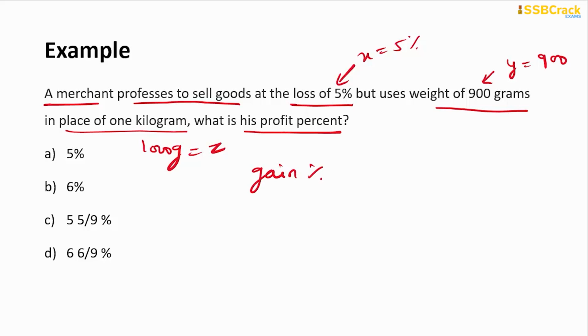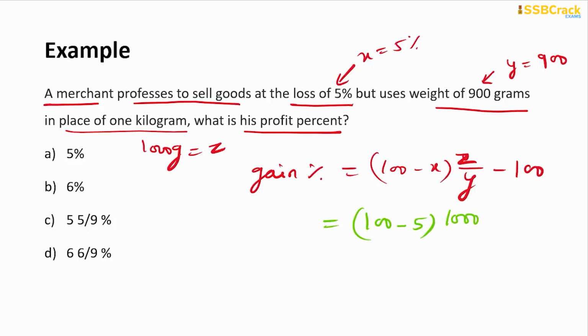So the gain percent, or the profit percent, is given by (100 minus X) multiplied by Z upon Y, minus 100. Simple. So let's substitute the required values. We have 100 minus X, where the value of X is 5, and Z is 1000 divided by 900, minus 100. So we have the simplification. See, 100 minus 5 is 95.